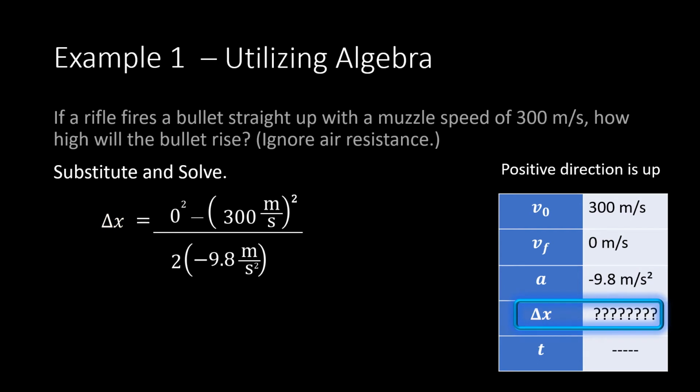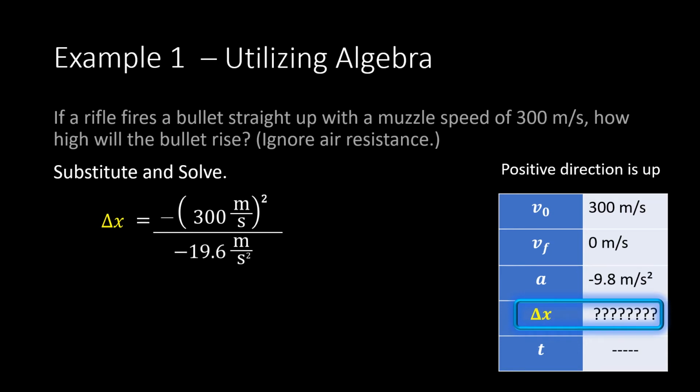First, we will drop 0 squared and multiply 2 by negative 9.8. Make sure you keep track of the negative signs when working through the algebra. Even seasoned physics students forget about them. If your final answer doesn't seem to make sense, double-checking your signs is a good place to start troubleshooting. Notice that the negative signs cancel out. This is reassuring because the bullet is traveling upwards. The direction we chose is positive.